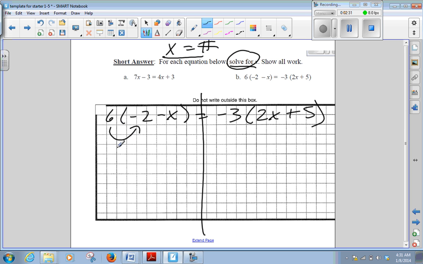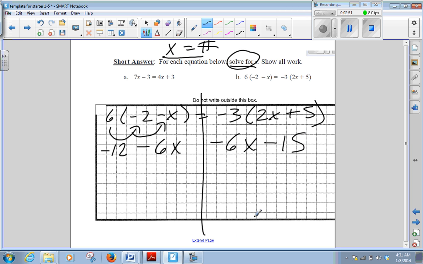So 6 times negative 2 is a negative 12. 6 times a negative x is a minus 6x. Negative 3 times 2x is negative 6x. Negative 3 times a positive 5 is minus 15.